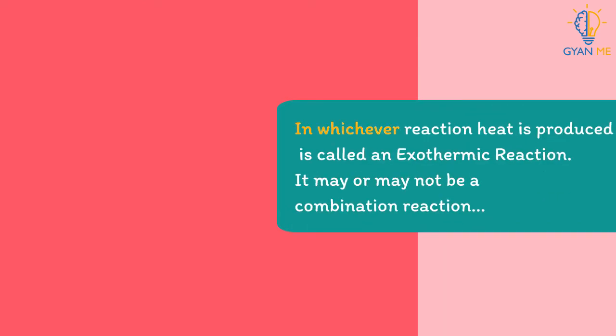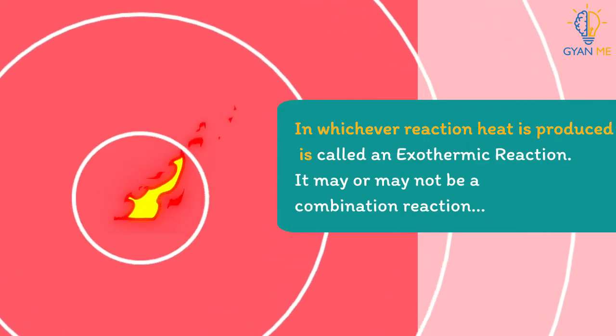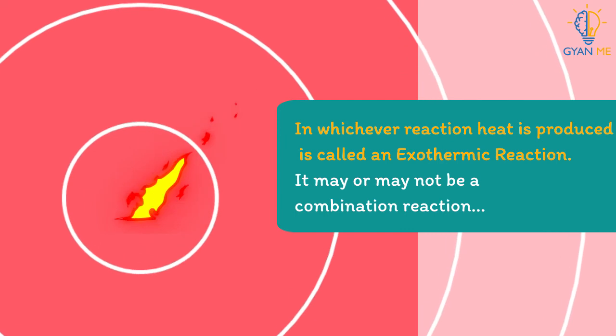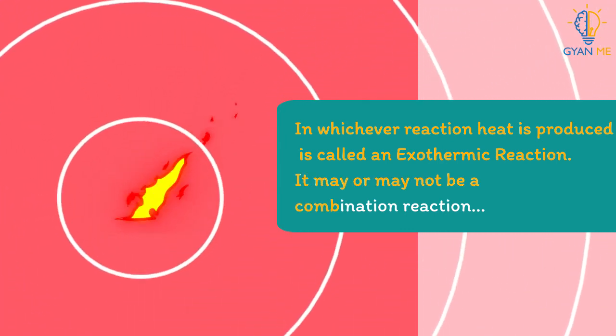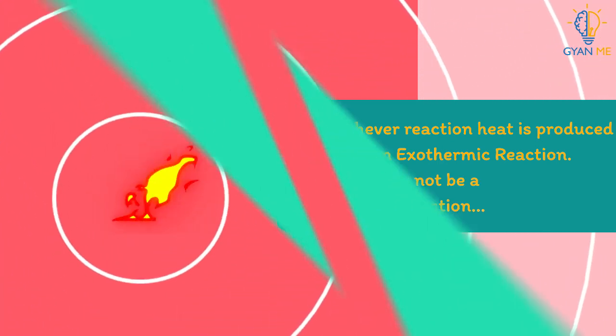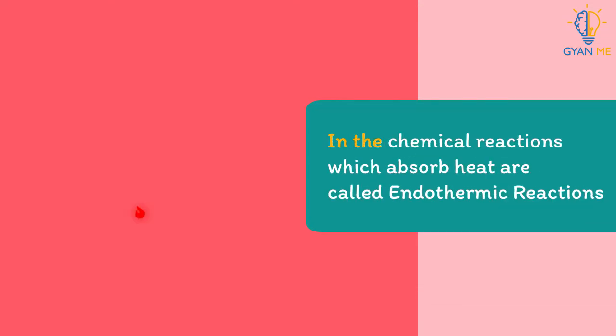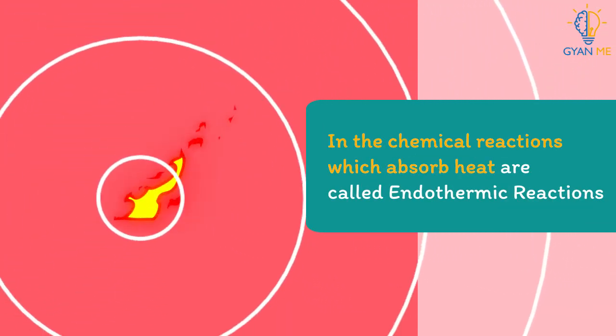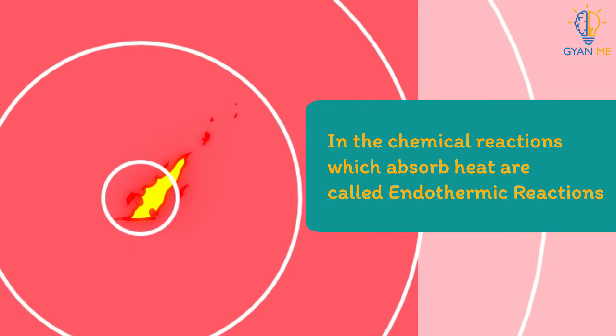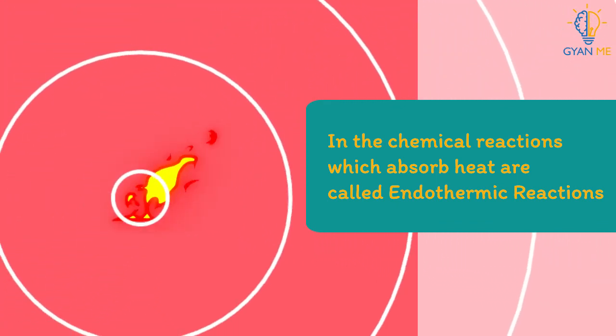Now, you need to understand that whichever reaction produces heat is called an exothermic reaction. It may or may not be a combination reaction. On the other hand, the chemical reactions which absorb heat are called endothermic reactions, about which we will learn later.